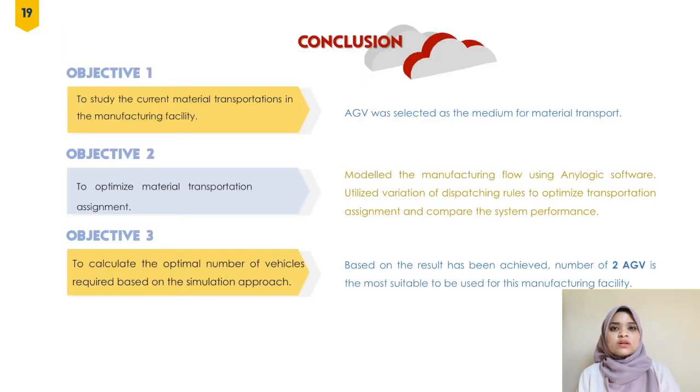In conclusion, all the objectives for this project have been achieved as required. The first objective is to study the current material transportation in the manufacturing facility. The objective has been achieved by selecting AGV as the medium for material transport in this project.